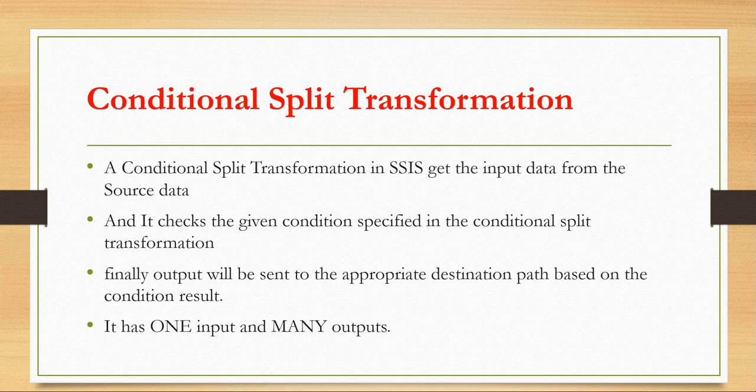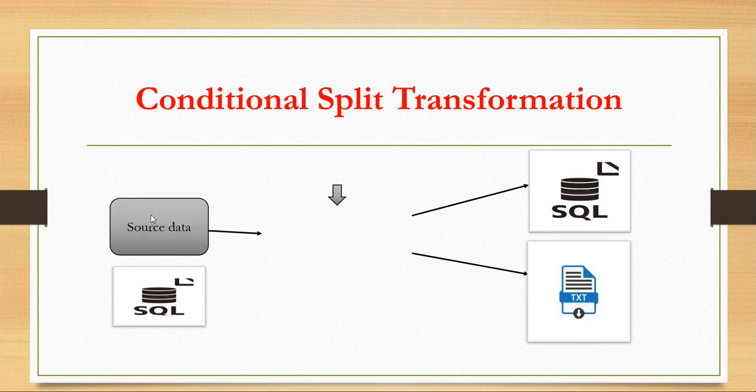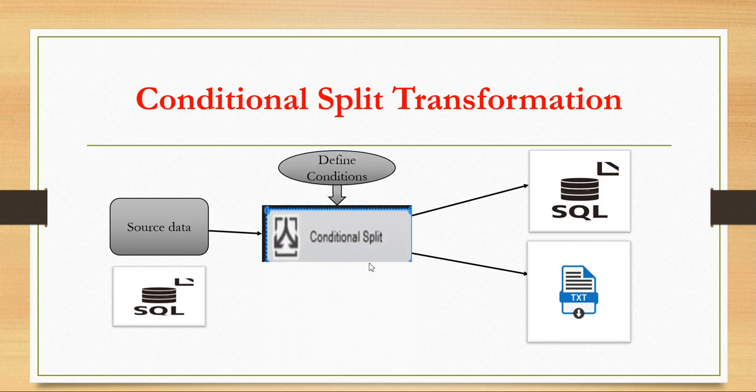Let me showcase how. For example, I have stored the data in a SQL Server table. Now I just want to load the data into SQL and also a text file, but by applying some conditions. To apply a condition, you have to use conditional split transformation. You can define the conditions here, and based on the condition, the case one result will be stored wherever the destination you have specified. The case two result will be stored in another destination path. This is the way conditional split transformation works.